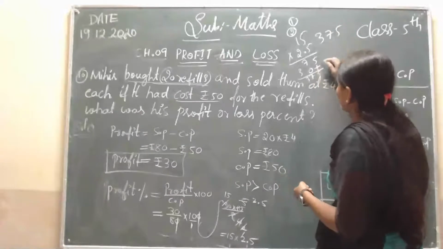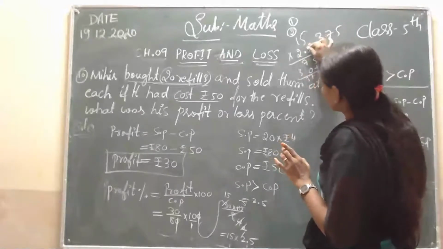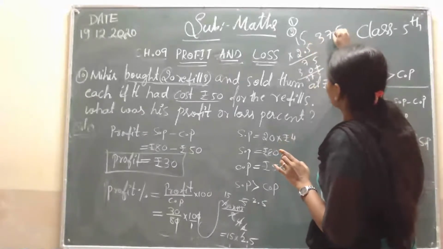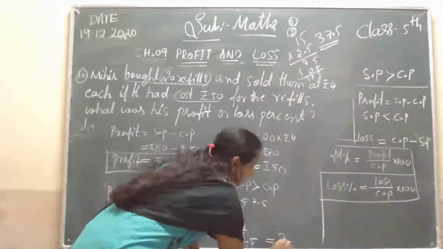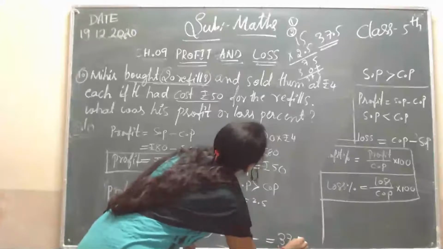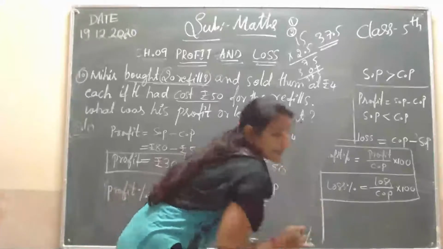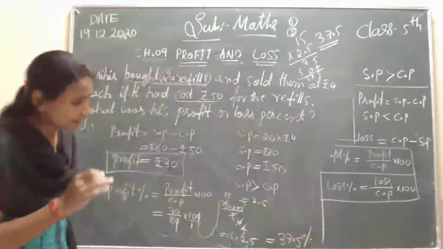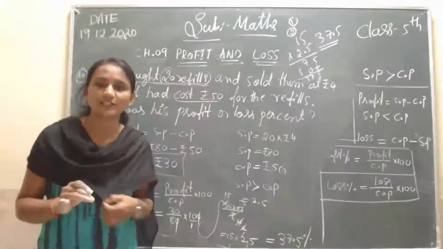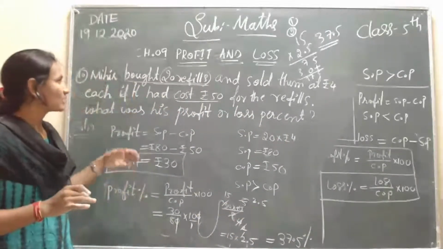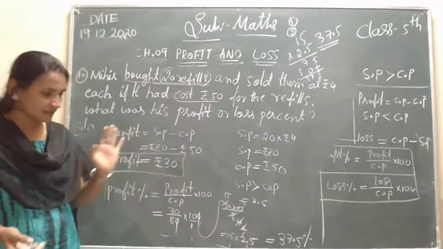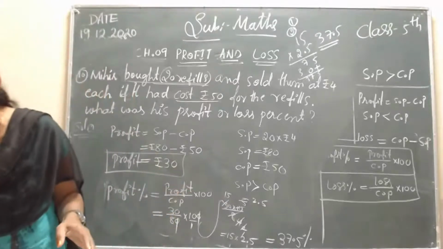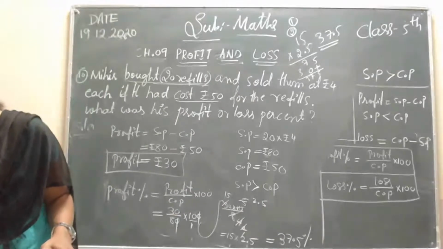3, 7, 5. Students, can you observe one number after this point? You have to write it here. So what is the percentage? 37.5%. So how much percentage is profit? That is 37.5% profit for that.